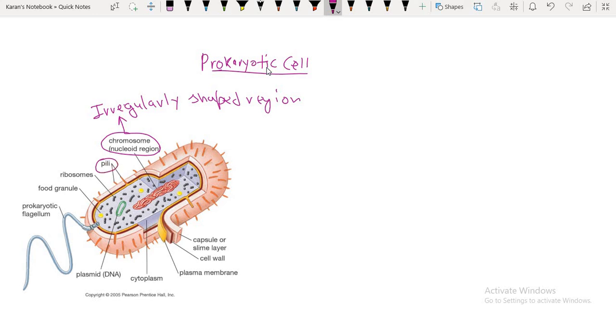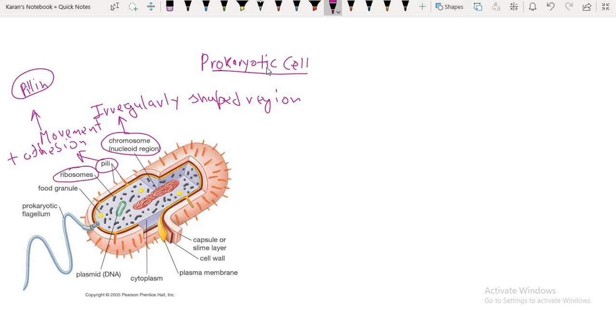Then the next structure is pili. Pili is basically a hair-like structure, and it helps in the movement of the cell. Moreover, it also helps in adhesion of the cell to various regions, right? This pili contains a special protein known as pillin protein. So it has a protein known as pillin, right?